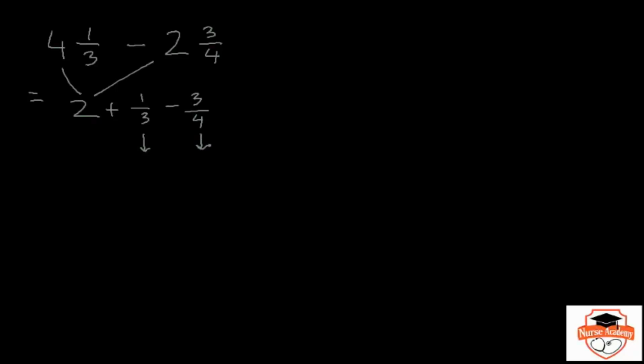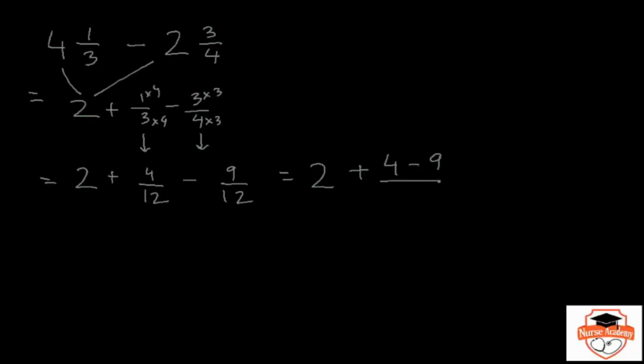Okay, fine. LCM of 3 and 4 is 12. So we have 2 wholes and something over 12 minus something over 12. 3 times 4 is 12. Multiply 1 with 4, you get a 4. 4 times 3 is 12. Multiply 3 with 3, you get a 9. And now there's a problem. This is 2 wholes and 4 minus 9 all over 12.